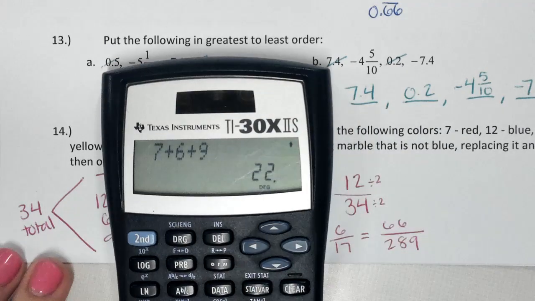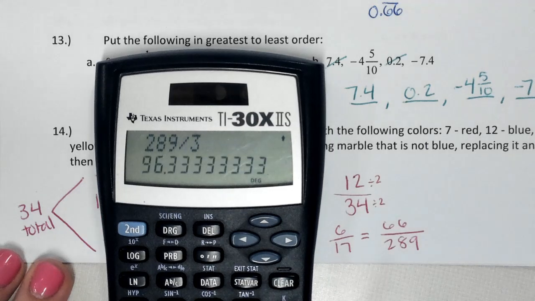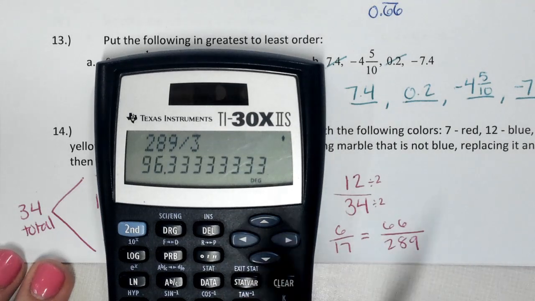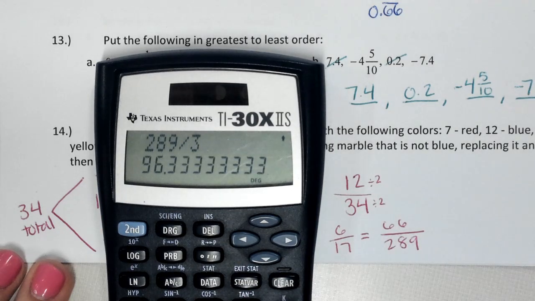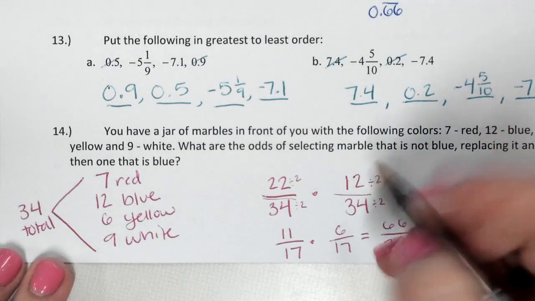You can double check. I know that 3 goes into 66, so I can do 289 divided by 3. Didn't work. Therefore, 6 won't go into it because 3 is a factor of 6. I can check 11. Also didn't work. So that is as simple as it gets.